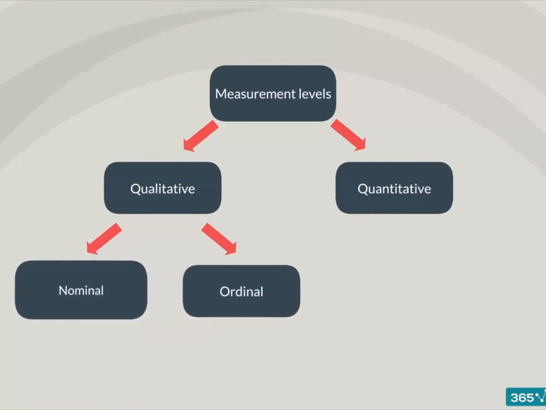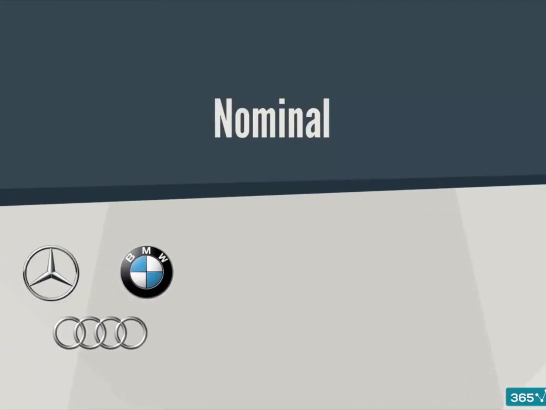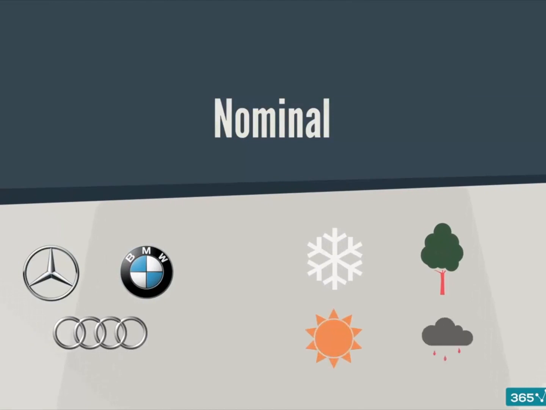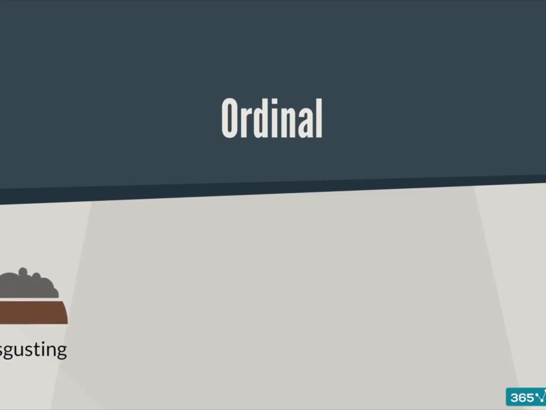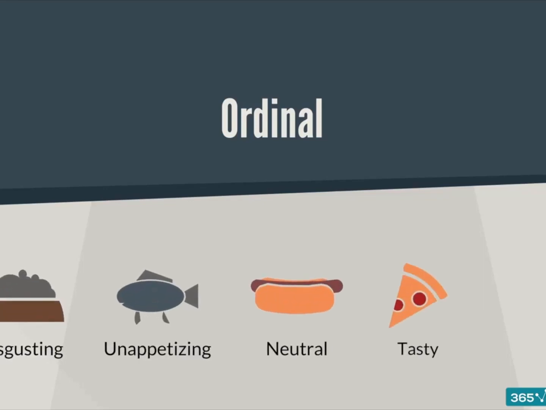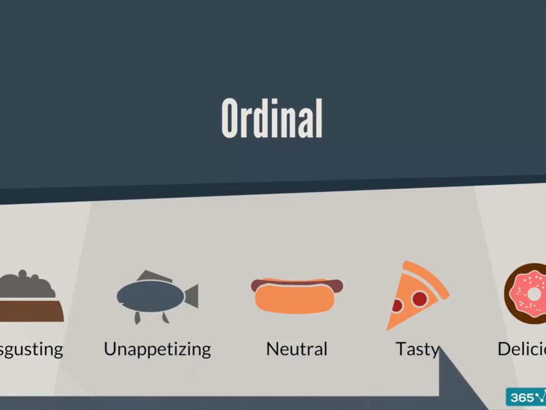Nominal values are like the categories we talked about just now. Mercedes, BMW, or Audi, or like the four seasons, winter, spring, summer, and autumn. They aren't numbers and cannot be put in any order. Ordinal data, on the other hand, consists of groups and categories, but follows a strict order. Imagine you have been asked to rate your lunch and the options are disgusting, unappetizing, neutral, tasty, and delicious. Although we have words and not numbers, it is obvious that these preferences are ordered from negative to positive. Thus, the data is qualitative ordinal.